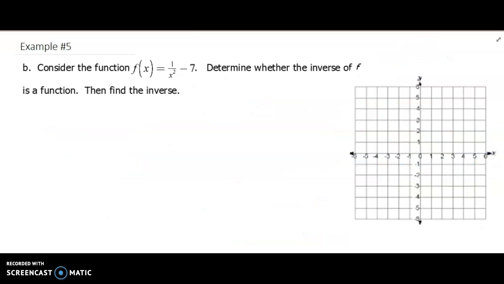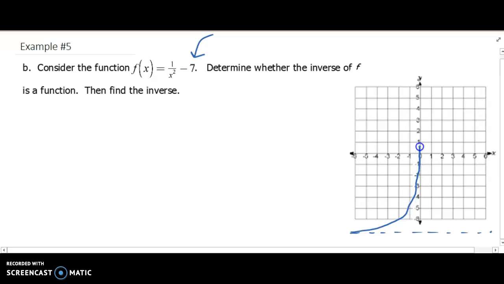All right, let's look at example 5b. Here my f of x is 1 over x squared minus 7. We haven't done anything with this, so I don't expect you to know how to graph this without plotting points or putting it in your calculator. I can tell you when I do, it goes like this. Sorry, this is really hard to sketch on this tablet. I have an asymptote at minus 7, so it does this, and then an asymptote at x equals 0, so it kind of rides the 0 all the way up.